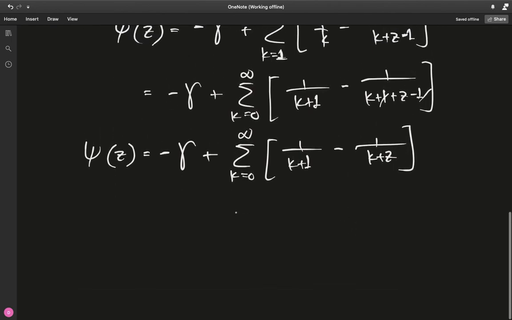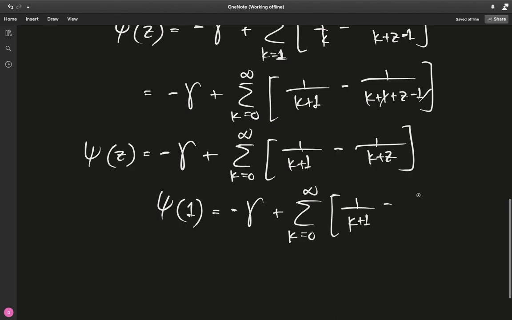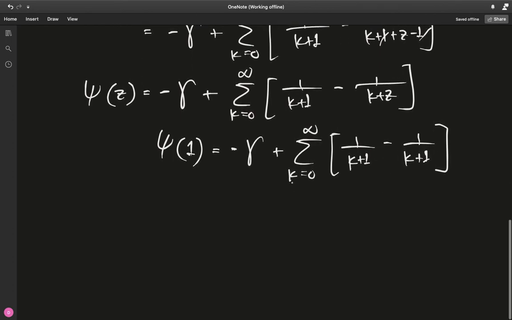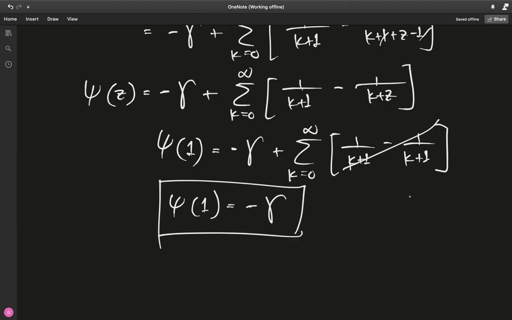And now if you want to find the value of the digamma of 1, again you plug that in, you have minus Euler-Mascheroni plus sum from k equals 0 to infinity of 1 over k plus 1 minus 1 over k plus 1, plugging in basically 1 in place of the z. These will cancel out, giving us digamma of 1 is just negative Euler-Mascheroni constant. So that's another way of proving that the digamma of 1 is the minus Euler-Mascheroni constant.